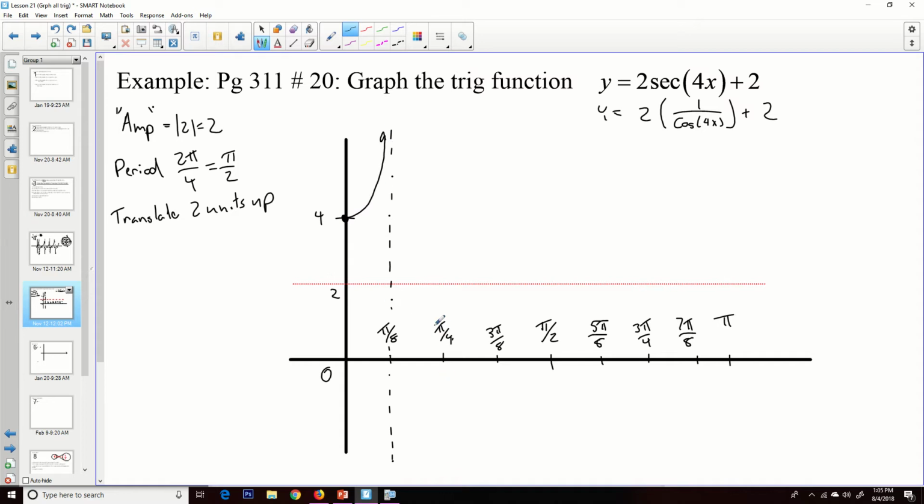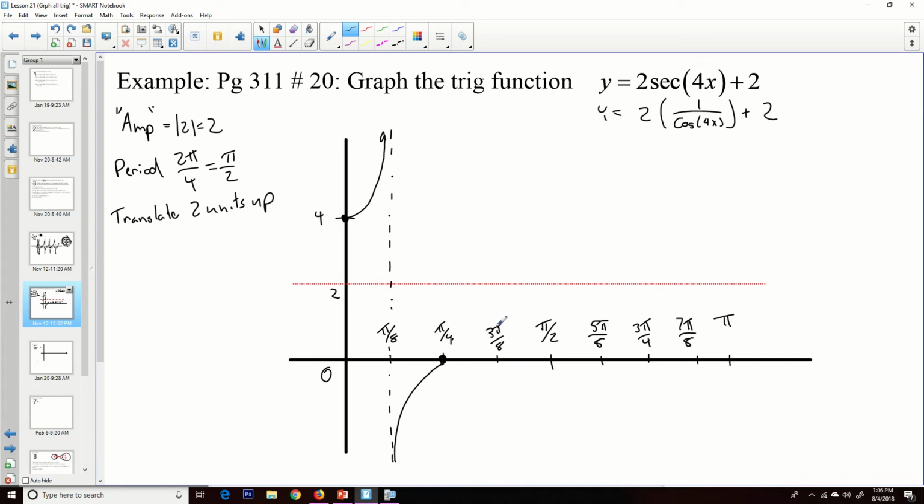All right, so we hit pi over 4. The pi over 4 times 4 is just pi. The cosine of pi is negative 1, so I get 1 divided by negative 1, which is negative 1, times 2 is negative 2, plus 2 is 0, so at pi over 4 I've got 0. Now it can either come down from the top or come up from the bottom, and we have the center line. So all of these values are going to be negative and they're going to get very big. So we're going to go like this.